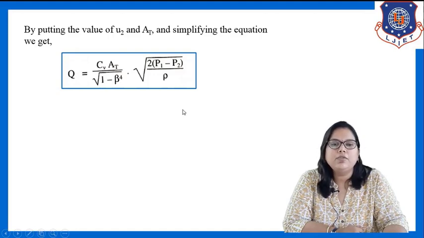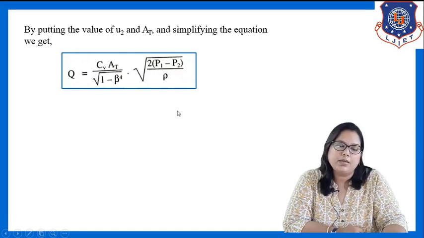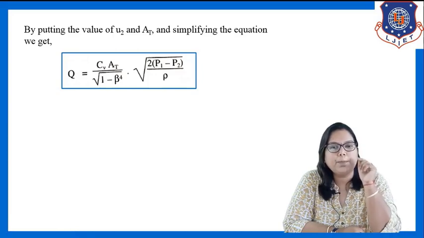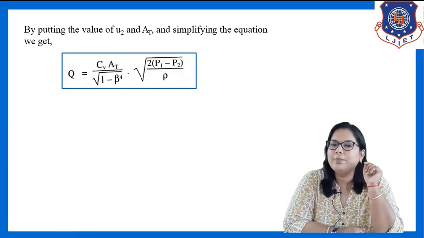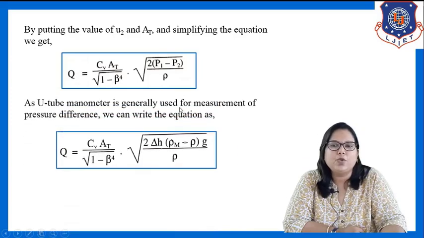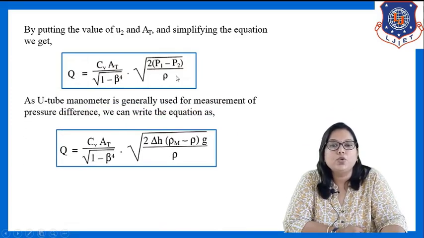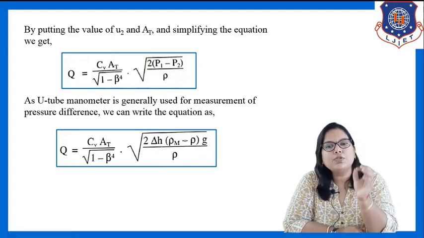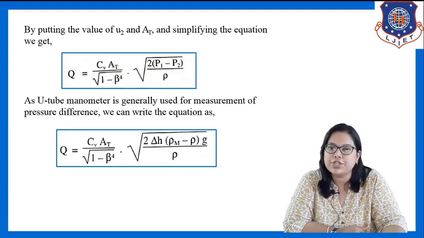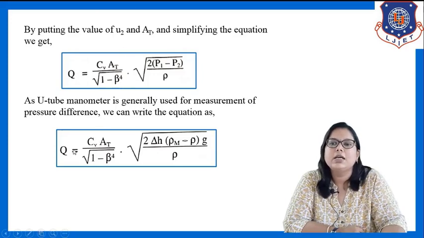Additionally, we generally use a U-tube manometer. Now we have the equation for calculating pressure difference using a U-tube manometer. Remember that P1 minus P2 equals delta H (rho m minus rho) into G. Now put this equation here. Where does it come from? It comes from the U-tube manometer equation. As the U-tube manometer is generally used for measurement of pressure difference, we can write the above equation as Q equals CV AT under root 1 minus beta raised to 4 into bracket under root 2 delta H (rho m minus rho) into G upon rho.